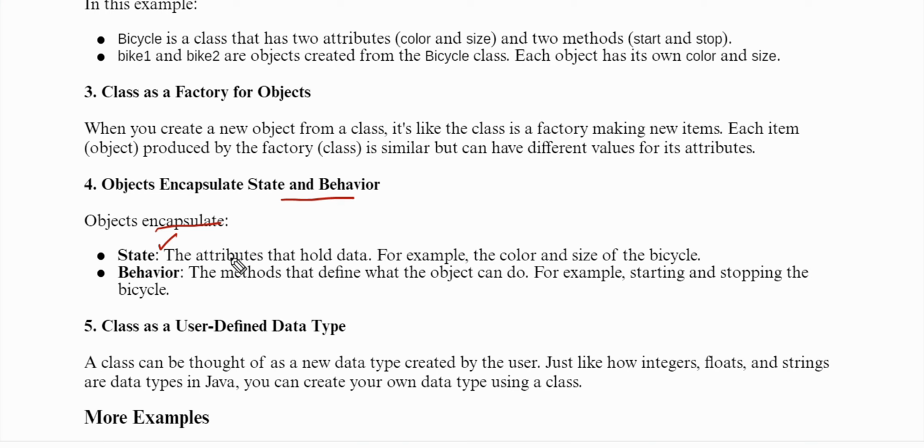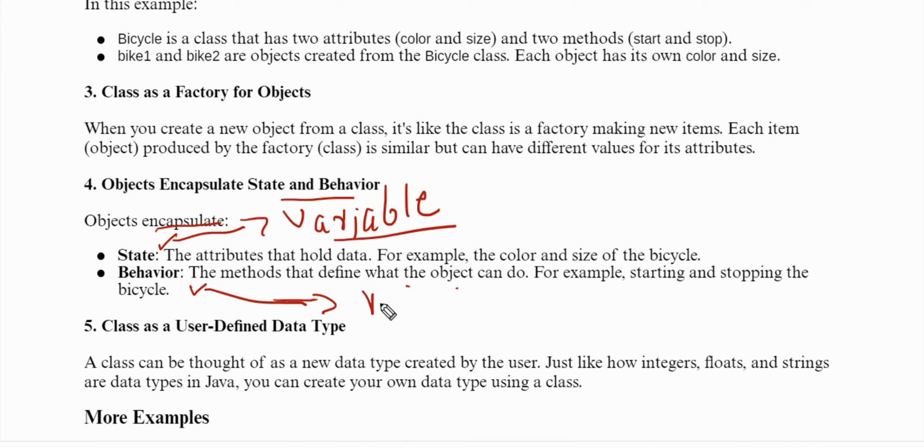The color and the size tells you about that. Behavior, the methods that define the object, shows you the behavior of that particular object. Okay, so state is the variables, and behavior is the methods. Characteristics are the variables, and here are the methods.